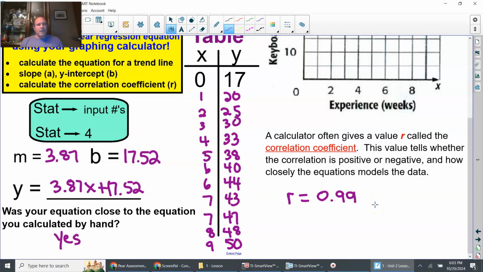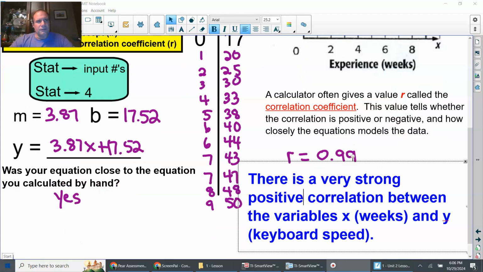So actually they ask these questions on the New York State Regents. They have the linear regression equation and they have the correlation coefficient. And then they ask, what does the correlation coefficient suggest in the context of this problem? And this is what you have to put word for word. There is a very strong positive correlation between the variables x, which is weeks, and y, which is keyboard speed.